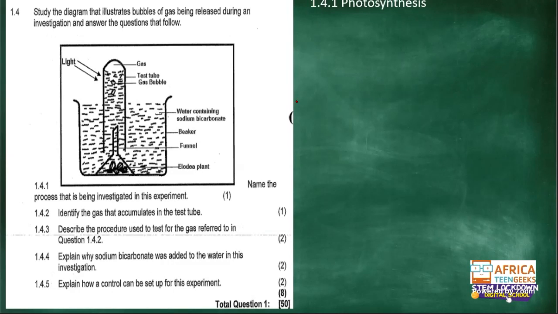It is photosynthesis. Thank you, Lihlonolo. This process is photosynthesis. You've got your plant there. You've got your light. There's gas. There's water. You've got all your things that you need. Before we continue. Okay, no, it's asked actually in the next question. 1.4.2. Identify the gas that accumulates in the test tube. We have deduced that it is photosynthesis. So what gas will then form here? What gas would be collected at the gas there in the test tube?